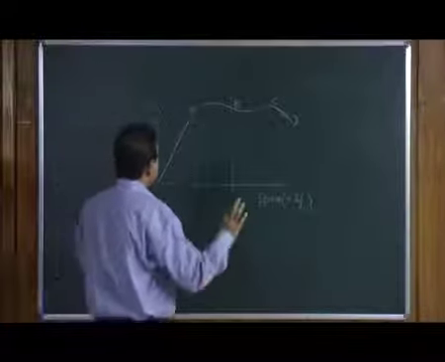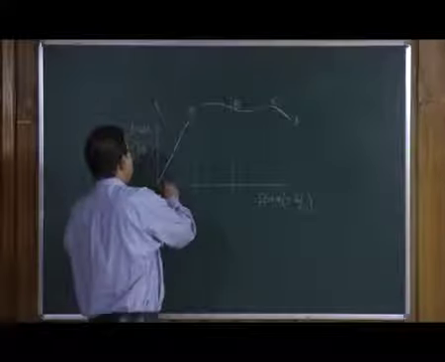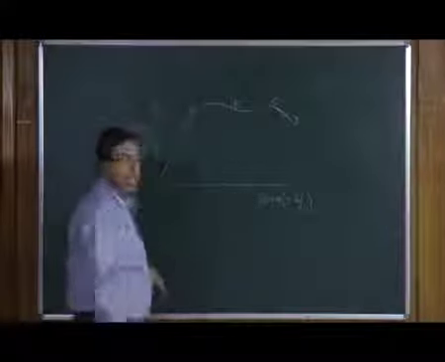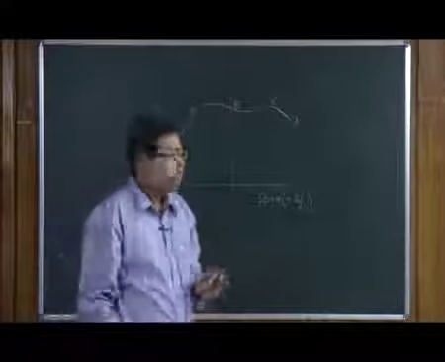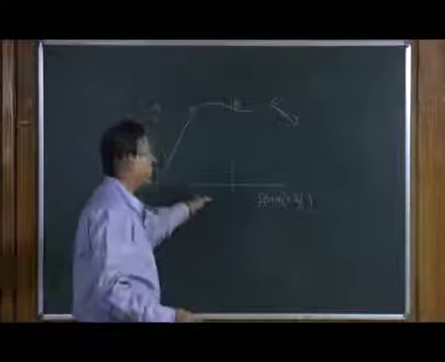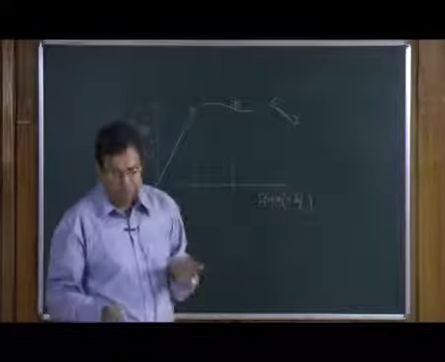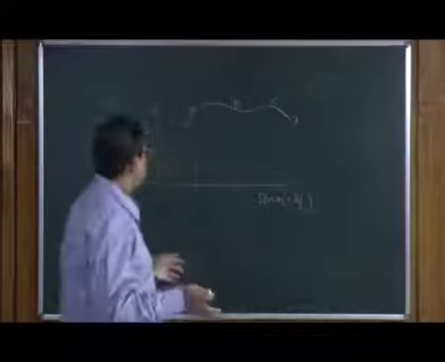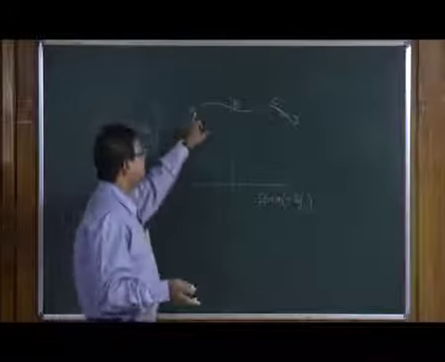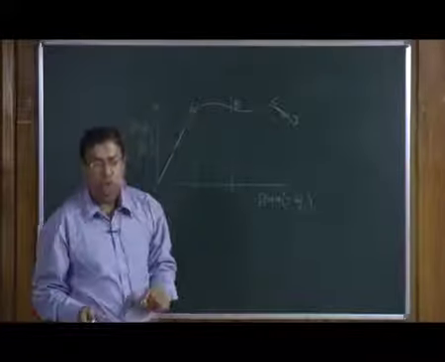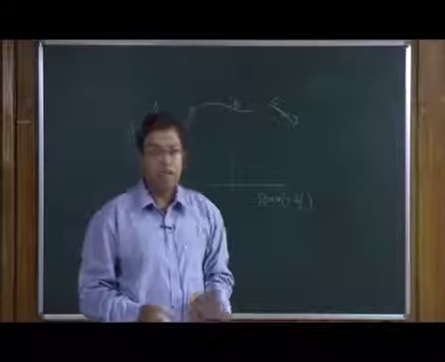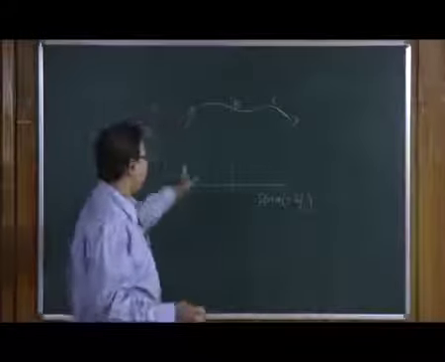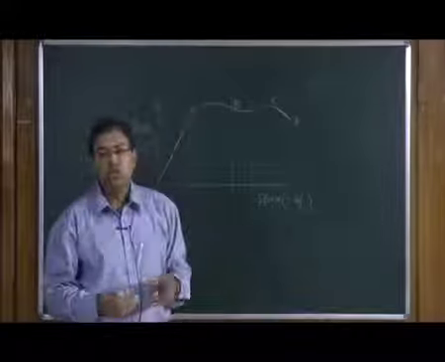So this part between O and A is of importance to us, because this is where all our discussions are mostly concentrated. This is called the elastic limit, or as I told earlier, Hooke's law is strictly valid, and beyond that Hooke's law begins to fail.